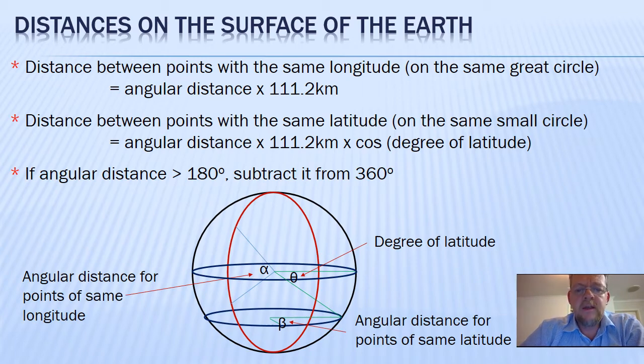But if we're finding distances on a small circle, then it's a little bit more difficult. We just need to consider the cosine of the degree of latitude. And so we'll have a look at a little problem like that in a minute. Just remember, if the angular distance is more than 180 degrees, we're going more than halfway around the Earth. It's probably quicker to go the other way then, so you just subtract it from 360.